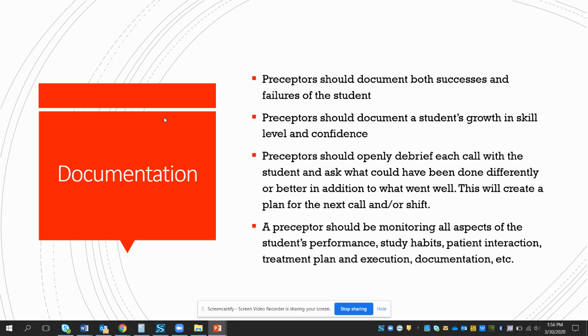Preceptors should be monitoring all aspects of the student's performance: study habits, patient interaction, treatment plan and execution, as well as their documentation. So that means you should be reading their call reports. You should be reading what they're writing about these patients, whether you use an electronic system like we do, like Platinum Planner, or whether it's pencil and paper or something like FISDAP, whatever it is, you should really be reading all the way to the end of that. See that student's thought process. Make sure you weren't just assuming based off of their actions that they thought a particular treatment plan was right for this patient, but understanding what they put on paper.